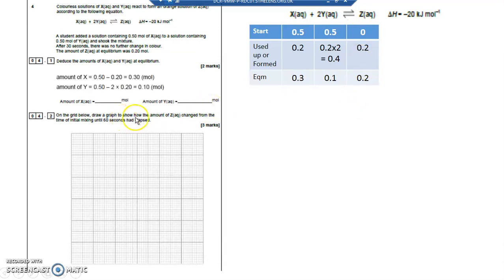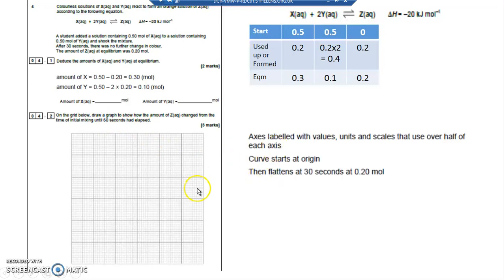On the grid below, draw a graph to show how the amount of Z changed from the time of initial mixing until 60 seconds had elapsed. Okay, so what you've got to do is label each axis. So you've got to label this one moles of Z, going up to 0.2. So start at 0, maybe go 0.05, 0.1, 0.15, 0.2, maybe 0.25, something like that. And then along the bottom it says 60 seconds. So you're going to go 10, 20, 30, 40, 50, 60 seconds.